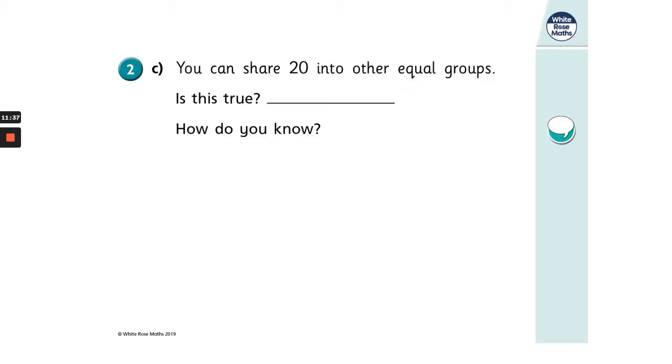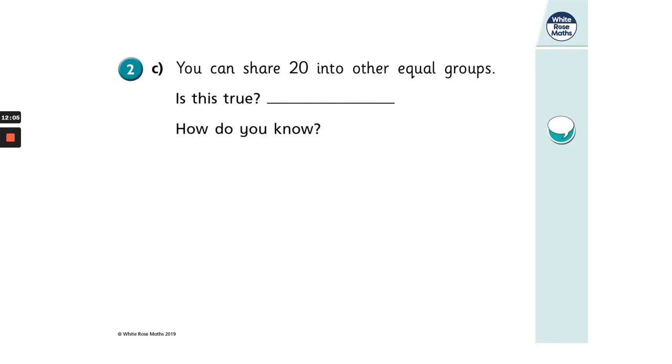So can you share 20 into equal groups? Is this true? Into other equal groups. So we've already looked at 20 shared between 2 groups. Can we share 20 into other equal groups? What other equal groups could we share 20 into? Let's try 5. There are lots of possibilities to this.